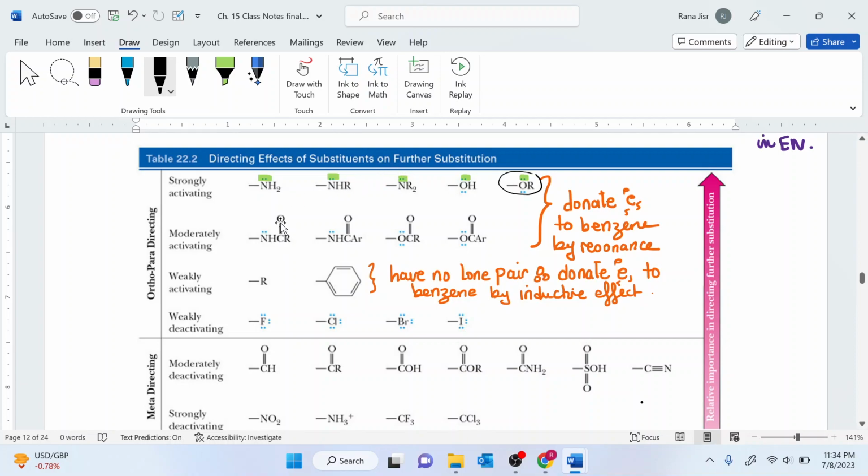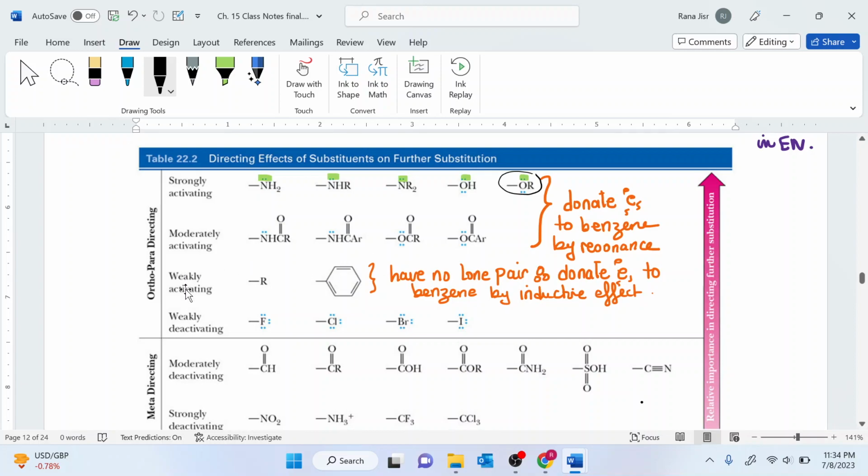Now, when the carbonyl is present next to the lone pair, this is going to decrease the strength of the activating group, and the activating group is going to become a moderate activating group. And these are the examples of all the moderate activating groups.